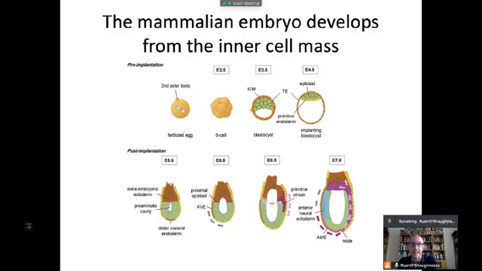The mammalian embryo, as we know, develops from the inner cell mass.